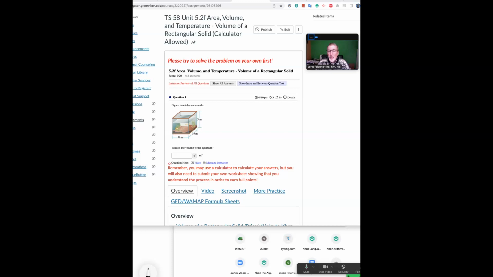Hello everybody. We're going to take a look at Unit 5.2F at WAMAP, which is volume. It's in the area, volume, and temperature section. And we're going to look at the volume of a rectangular solid.